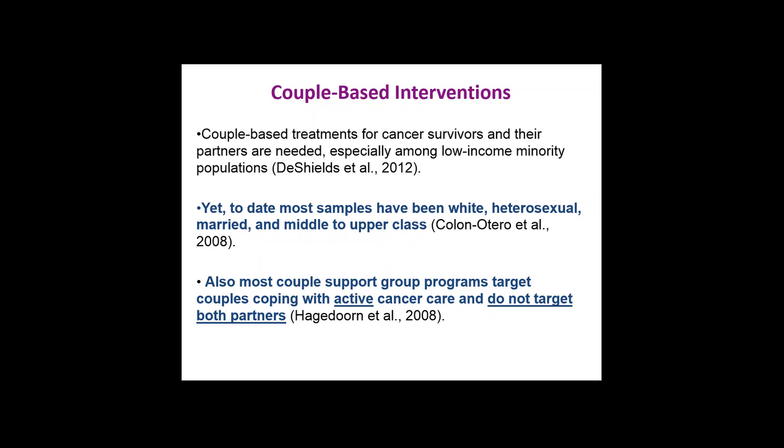So for those of us in family systems work, this is a great opportunity to develop couples-based treatments. But we really need to think about how to make them more culturally relevant, as John mentioned, for couples who are not just white, middle class, or married, but who are a minority, who may just be partnered. Most of the interventions so far are really targeting people who are in the active stage of cancer treatment, having chemo and radiation, and most do not target both partners.